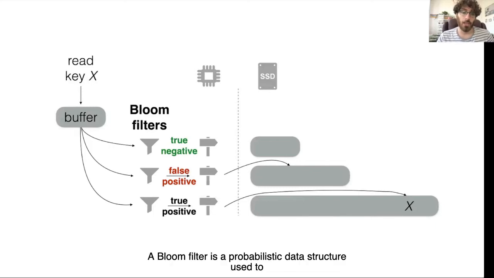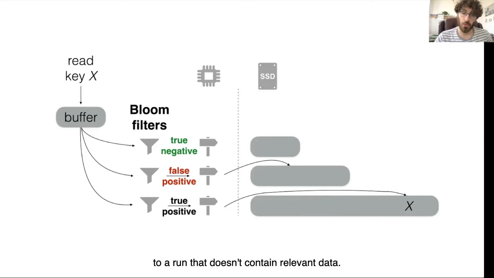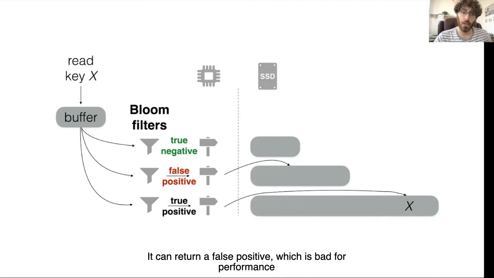A Bloom filter is a probabilistic data structure used to answer set membership queries. A Bloom filter can return a true negative, which is great for performance because it allows skipping issuing a storage I/O to a run that doesn't contain relevant data. It can return a false positive, which is bad for performance because it forces us to access a run that doesn't contain what we're looking for. Or it can return a true positive, in which case we actually find the key we're looking for and the read terminates.